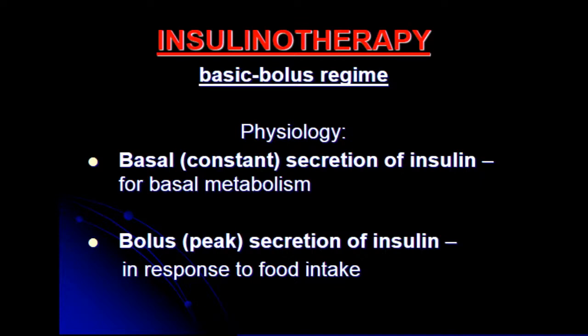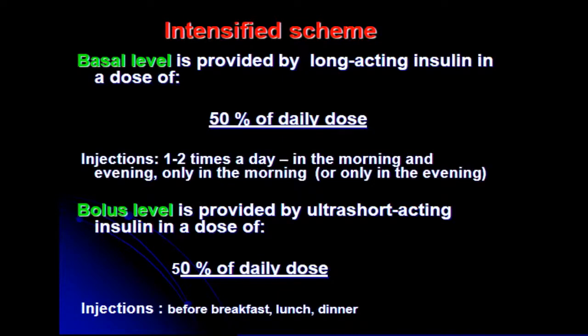Second basic principle, insulinotherapy. Insulinotherapy basic bolus regime. Physiology: basal is constant secretion of insulin for basal metabolism; bolus or peak secretion of insulin is in response to food intake. Basic bolus regime or intensified scheme. Basal level is provided by long-acting insulin in a dose of around 50% of daily dose. Injections 1 to 2 times a day, in the morning and in the evening, or only in the morning or only in the evening.